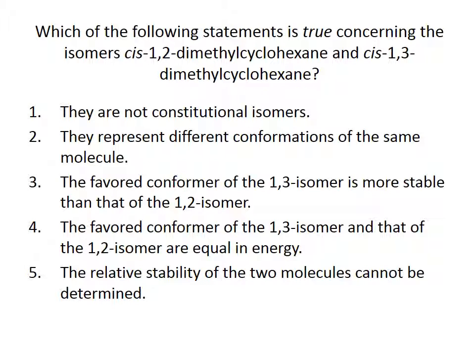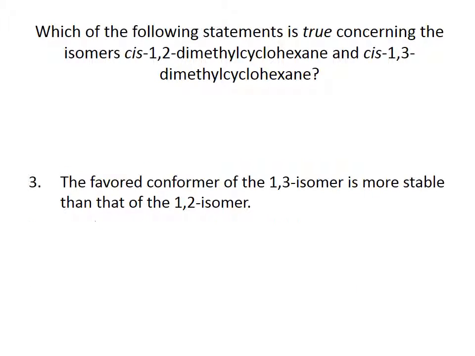Okay, so now which is true about the isomers cis-1,2 and cis-1,3 dimethylcyclohexane? Okay, if I look at this, the only one that is true is that the favored conformer of the 1,3 isomer is more stable than that of the 1,2. Why is that? Because the 1,3 cis can have both methyls in the equatorial position, whereas 1,2 cis has to have one in an axial position at all times.